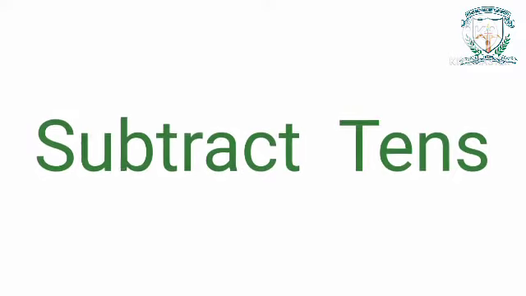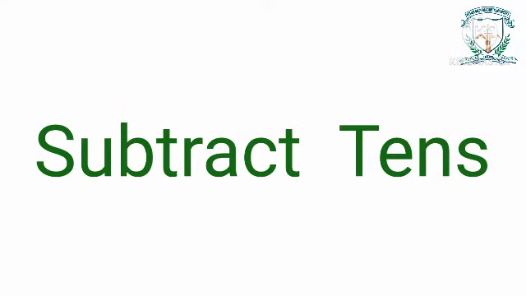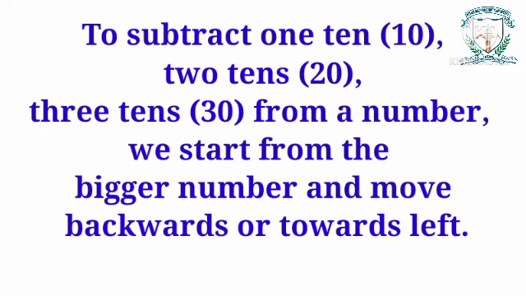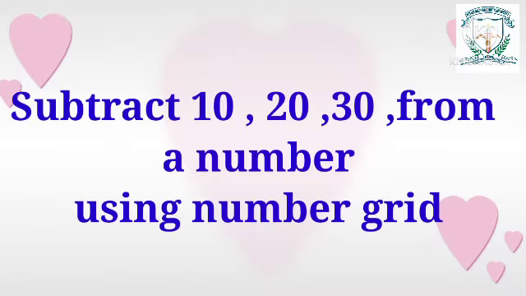Let us understand subtracting tens on a number grid. To subtract 1 ten means 10, 2 tens means 20, or 3 tens means 30 from a number, we start from the bigger number and move backward or towards left. Let's see how to subtract 10, 20 or 30 from a number using number grid.